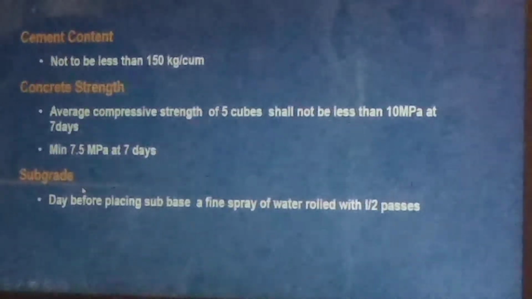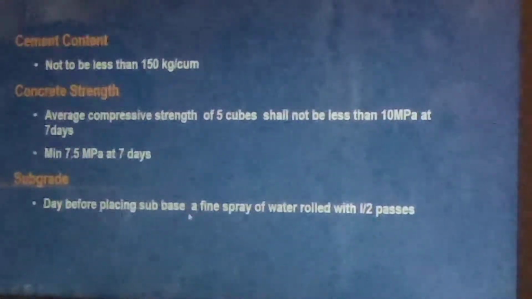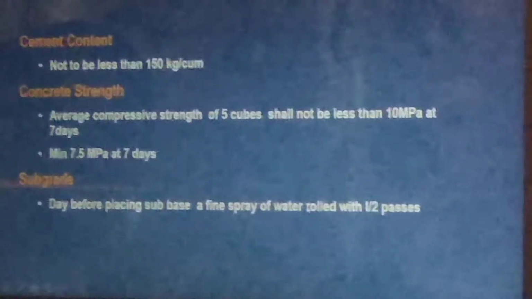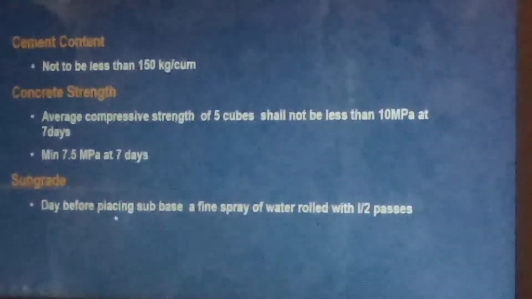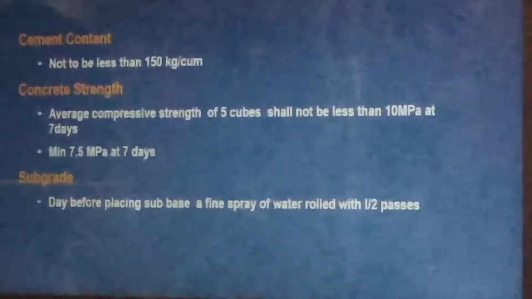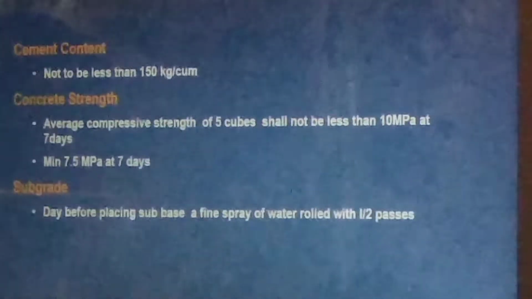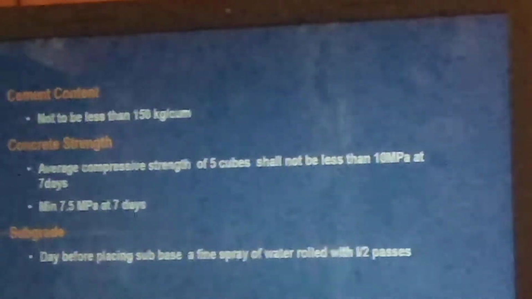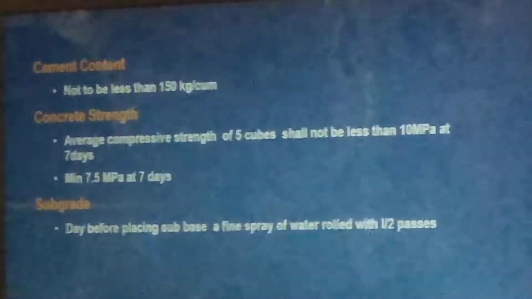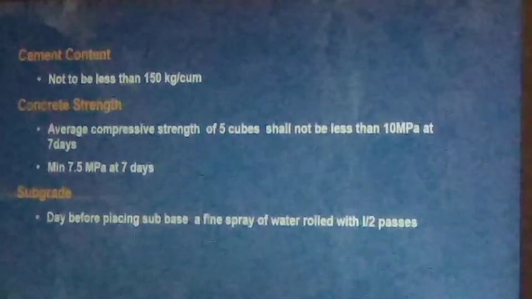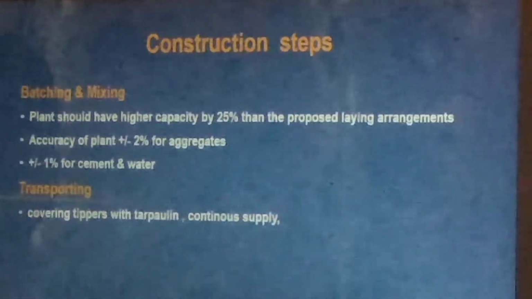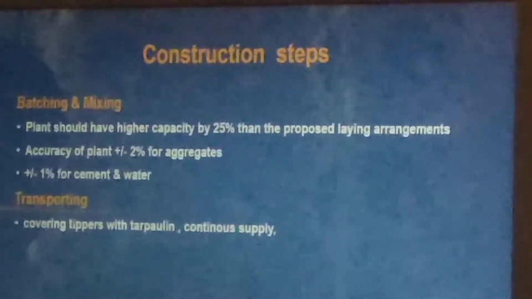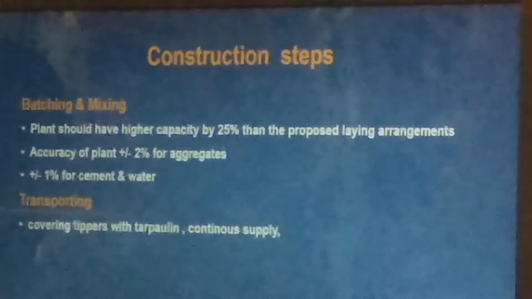The subgrade should get a fine spray of water and be rolled with 1 or 2 passes a day before placing the DLC layer. We need to give a light sprinkling of water, and then we need to give 1 or 2 passes of rolling 1 day before putting the DLC layer on the subgrade. Now let us look at the construction steps. First step, batching and mixing.